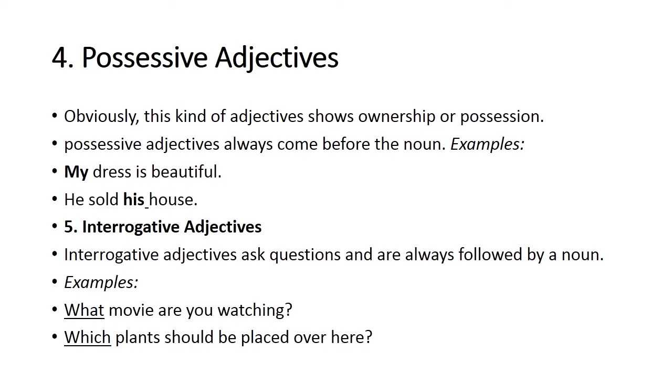The next type of adjective is called interrogative adjective. Interrogative adjectives ask questions and are always followed by a noun. What movie are you watching? Which plants should be placed over here? So these interrogative adjectives are also followed by a noun. Look at this example: what movie? Movie is a noun, and plants is also a noun.